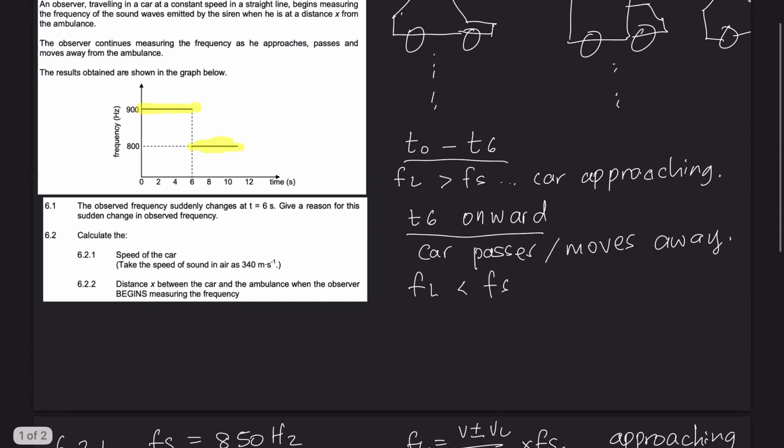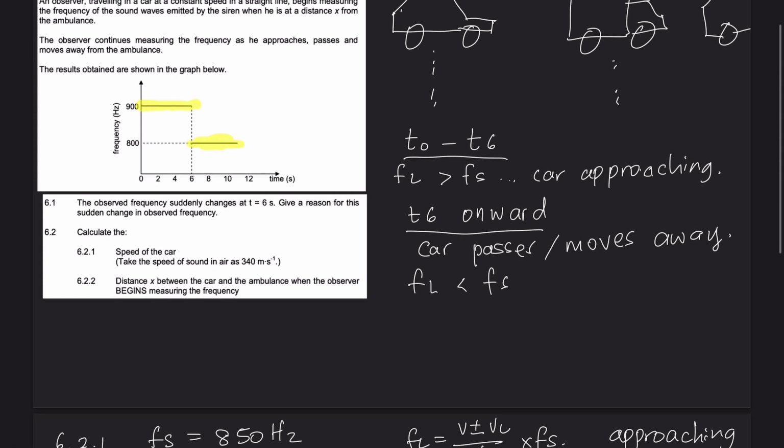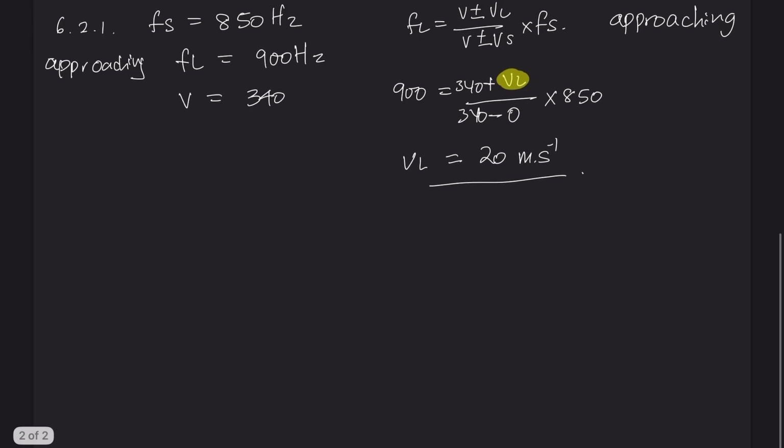6.2.2, calculate the distance x between the car and the ambulance when the observer begins measuring the frequency. Now, it's quite rare that you'll find a question like this using equations of motion and so on, but as you can see, it can be asked. So we need to think about what quantities they want, what quantities we have, and then which equation of motion we need to use. So remember, they want delta x.